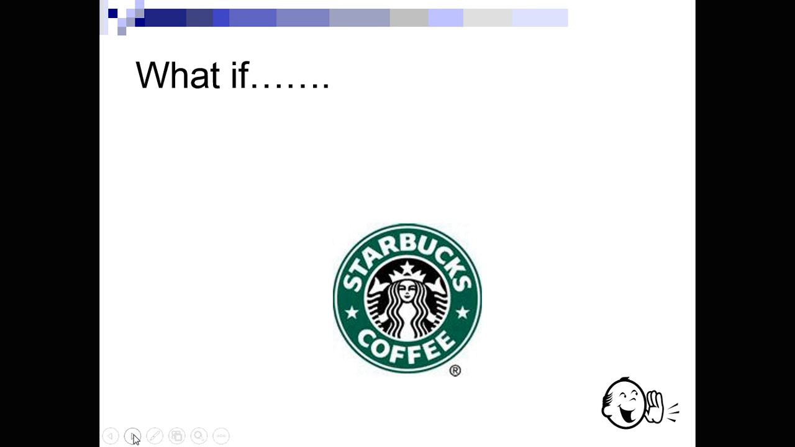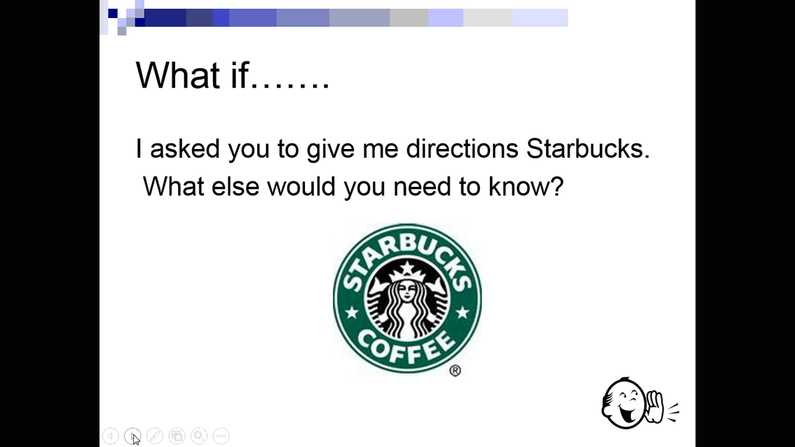So what if I asked you to give me directions to Starbucks? What else would you need to know? What would you need from me? Well, you probably would need my starting location, where I'm at, maybe even which Starbucks I want to go to. So there's some key pieces of information you need before you can describe to somebody how to get there. The same applies when we write equations of lines.